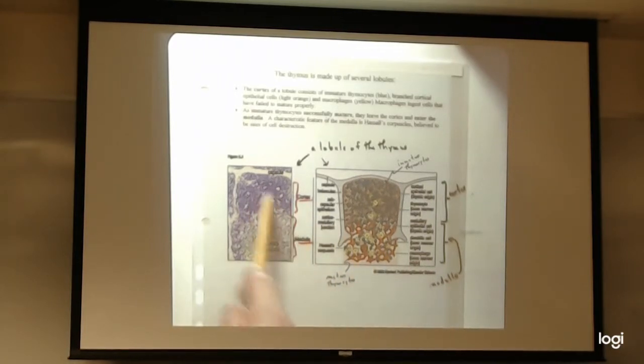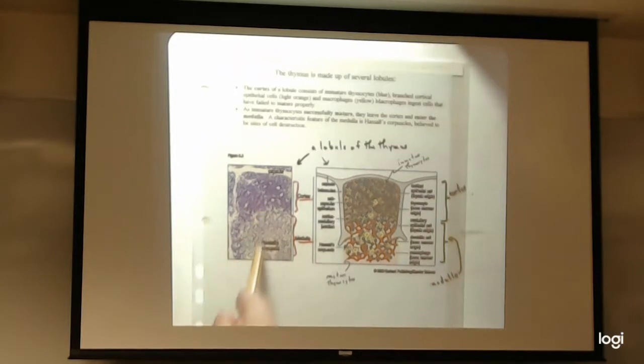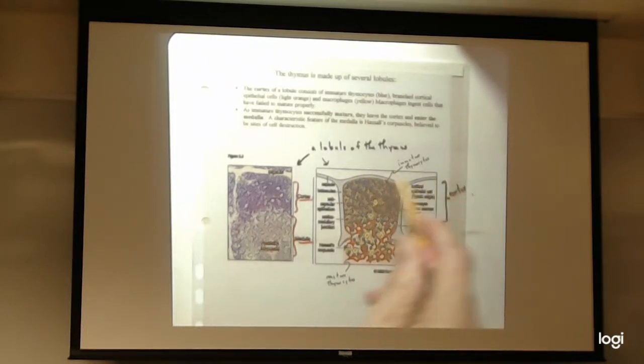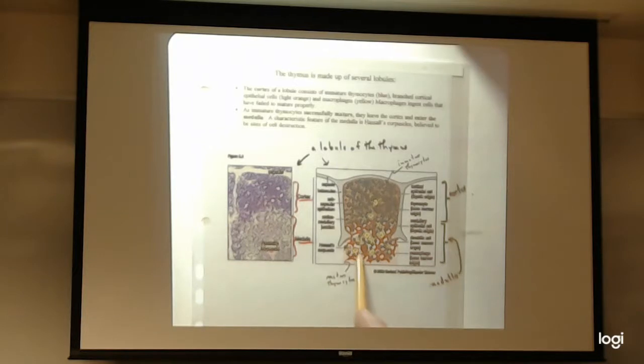So we have the cortical region here, and the medulla of the upper capsule. And here we have all the immature T cells, called immature thymocytes, we would say. And then down here we have the mature thymocytes, which are ready pretty shortly to enter the circulation. Here we're undergoing positive selection, and down here we're undergoing negative selection.